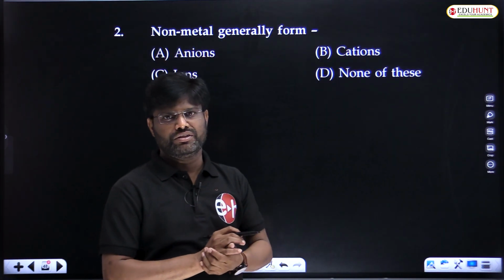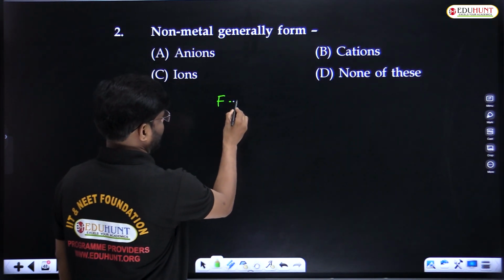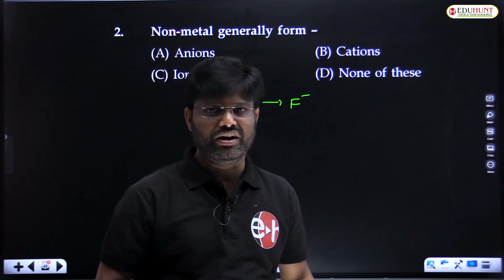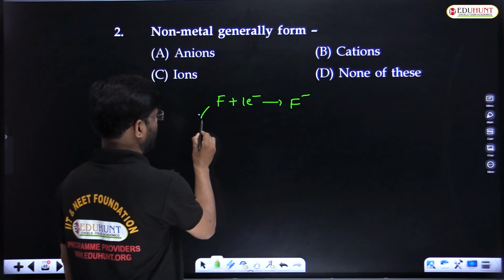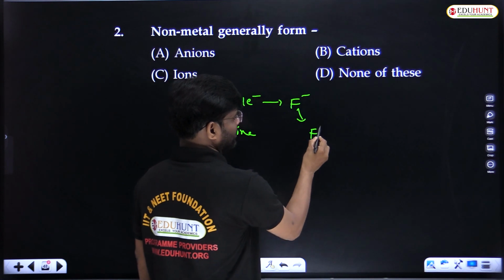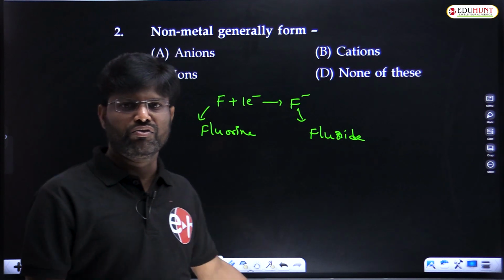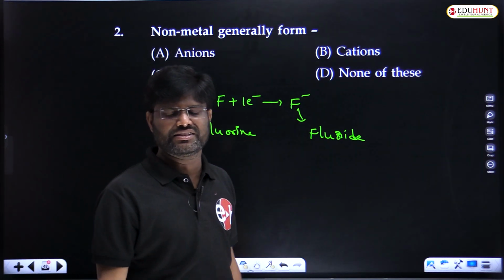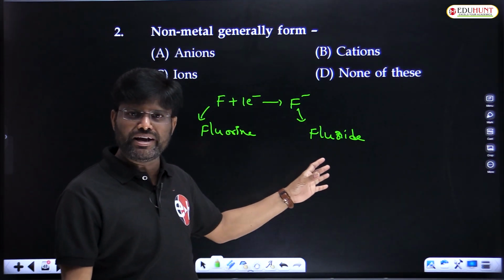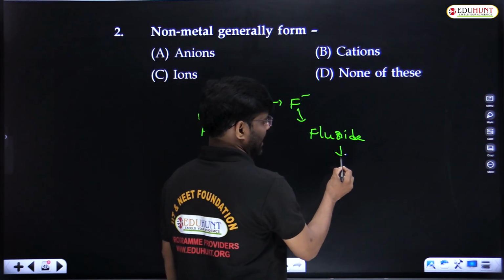Non-metals generally form what? Anions. Any non-metal you take, for example fluorine, gains one electron and forms F minus. This is fluorine, but this is fluoride. Fluorine is different, fluoride is different. Fluorine is F, fluoride is F minus. Understand, children? F is the fluorine atom, F minus is the fluoride ion. Fluoride is an anion.